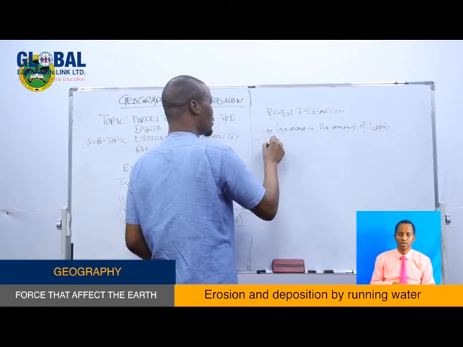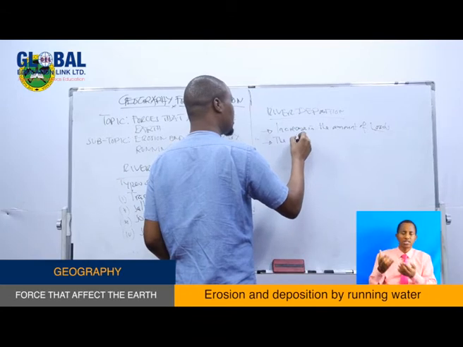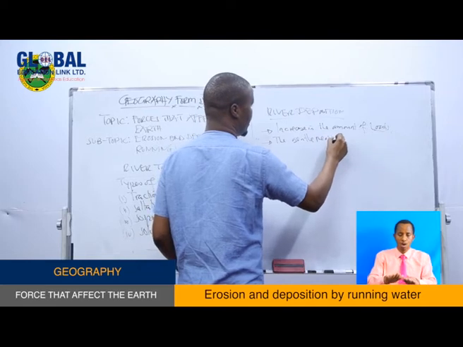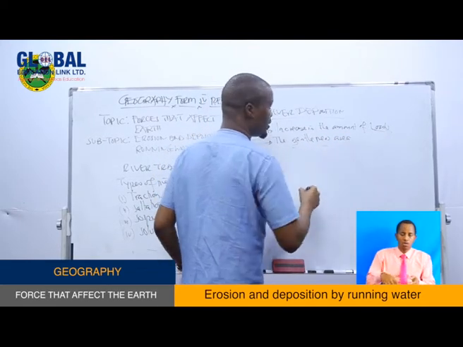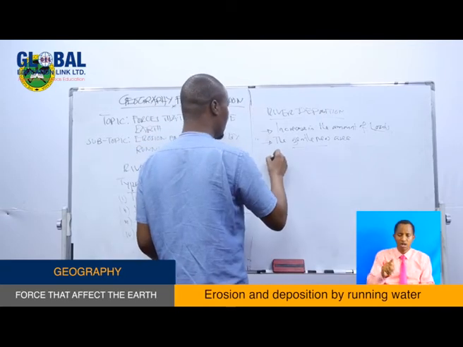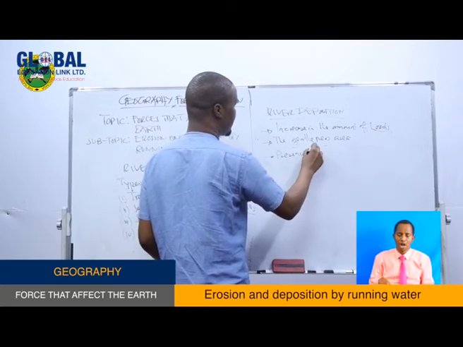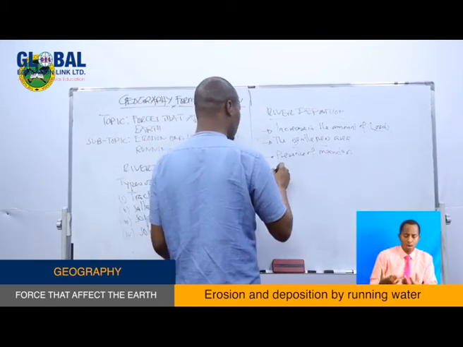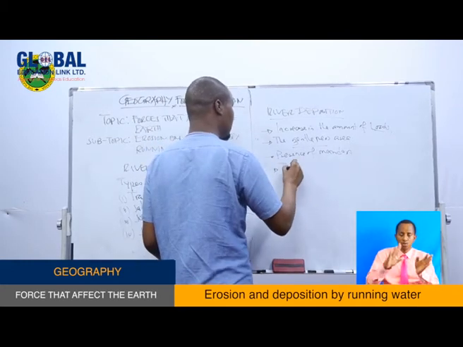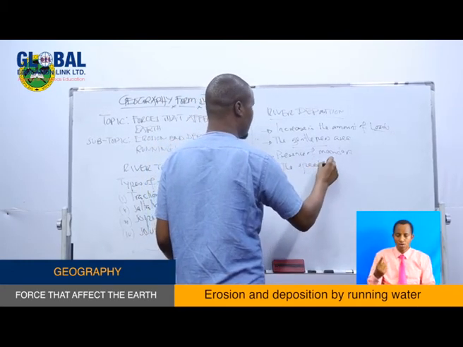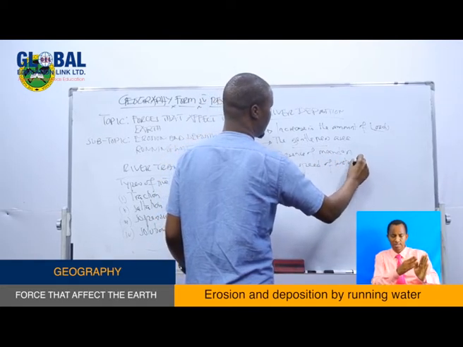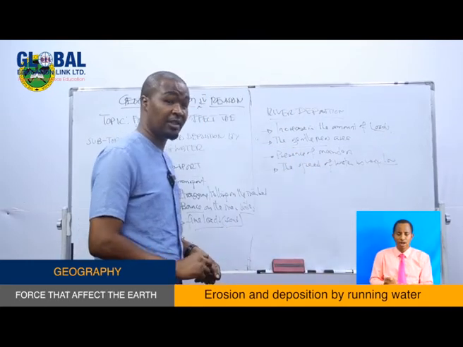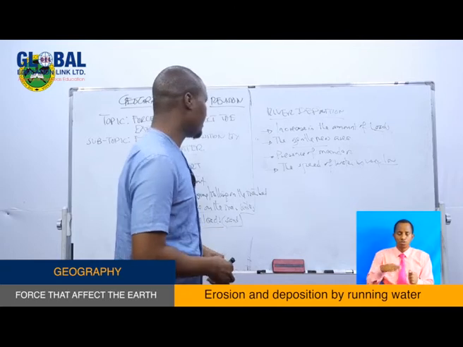or the gentleness of the area, meaning its slope is nearly flatland. Or the presence of meanders, the bending of the river valley. Or the speed of water is very low. When the speed of water is very low, it is easier for the transported material to be released.